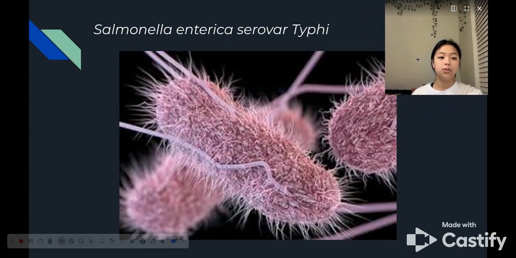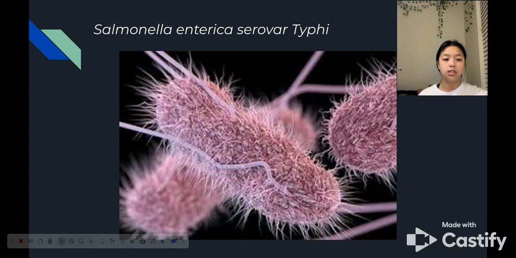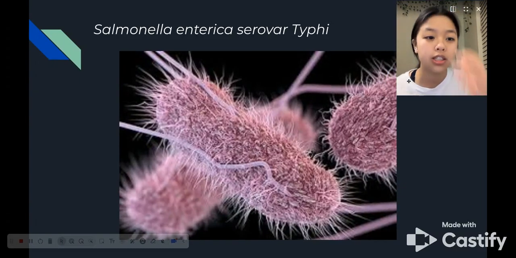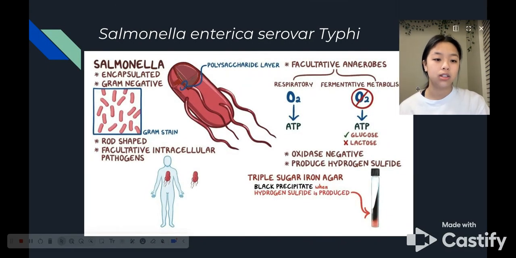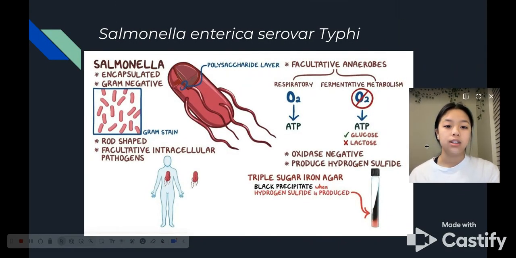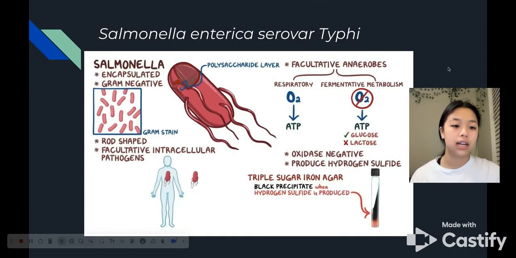So here's our beautiful gram-negative bacillus with peritrichous flagella, a Vi capsule, and a lot of fimbriae. And here's more about it on this side. But we're going to go into that later.